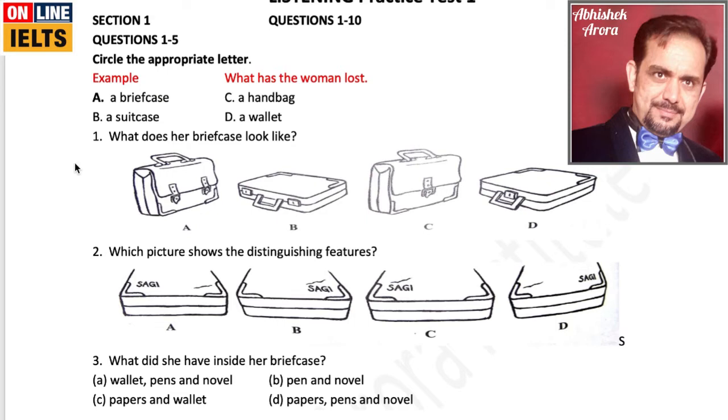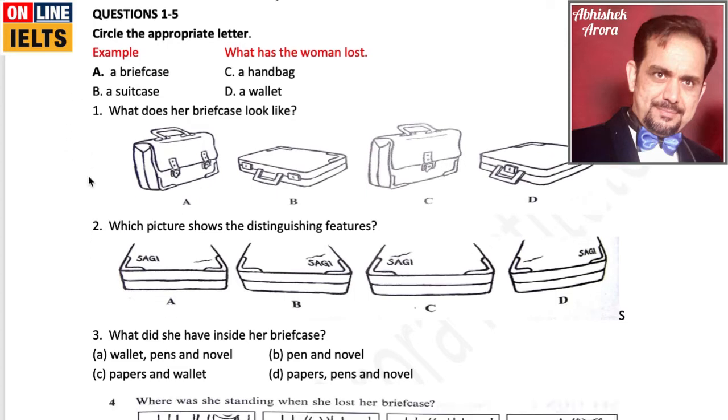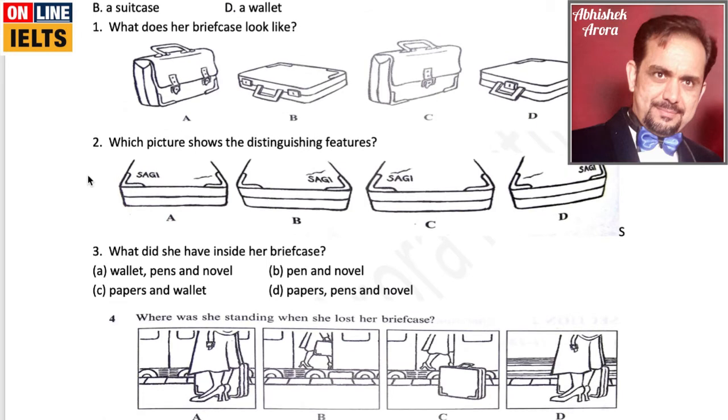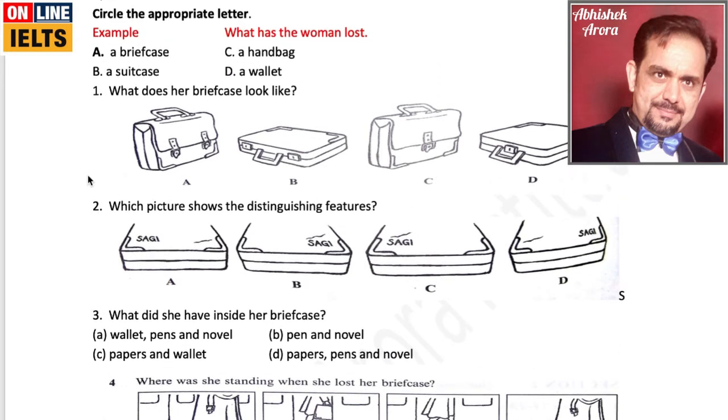So you've listened to the instructions. The tape said look at questions 1 to 5. Fine, look at 1 to 5, I'll show the 5th question later, and you have to circle the appropriate letter. Fine. So now before the tape actually starts, you have some time to look at questions 1 to 5. So read the question beforehand. What does a briefcase look like? Fine, and try to understand.